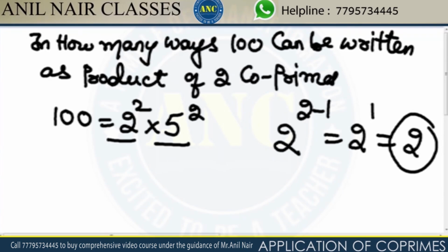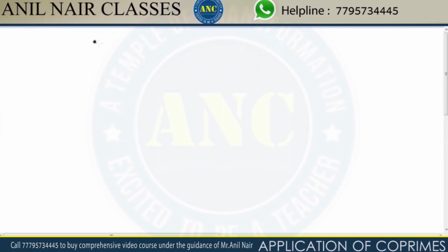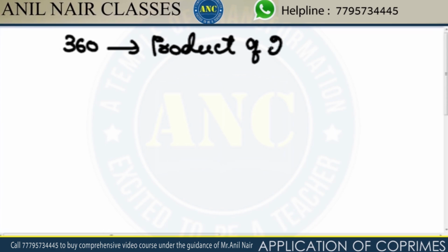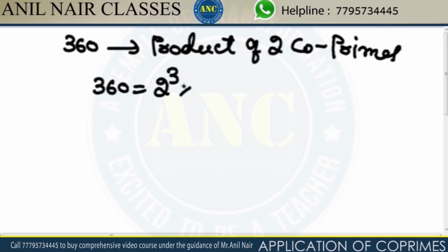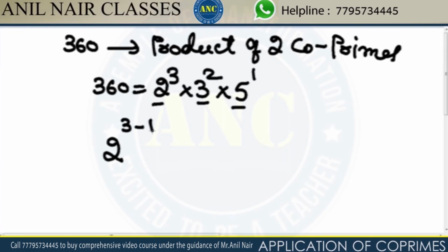Second question. Please write down, sir. In how many ways can 360 be written as a product of two coprimes? 360 is nothing but 2 cube into 3 square into 5 power 1. Totally how many prime bases are there? 3. 2 power 3 minus 1, 2 square. Answer is 4.